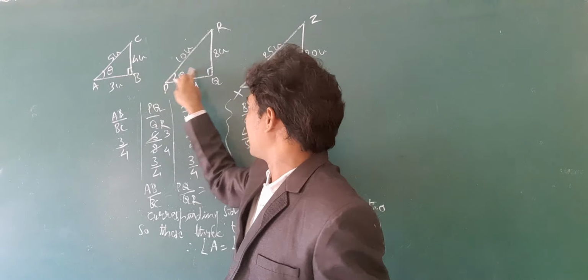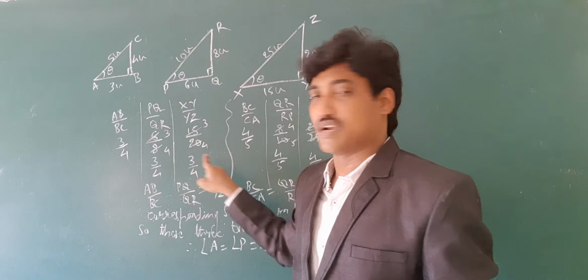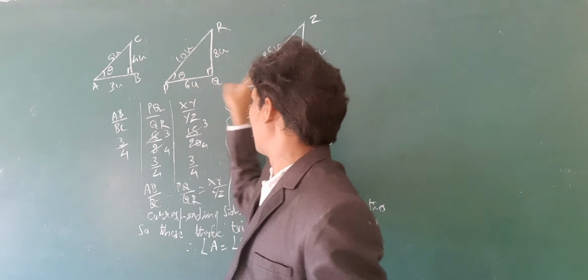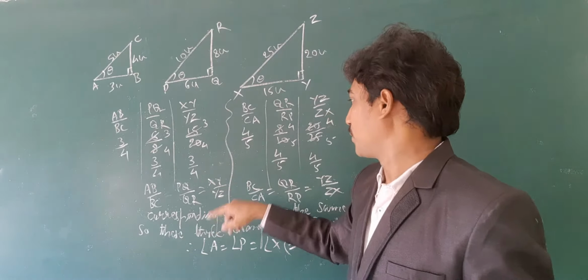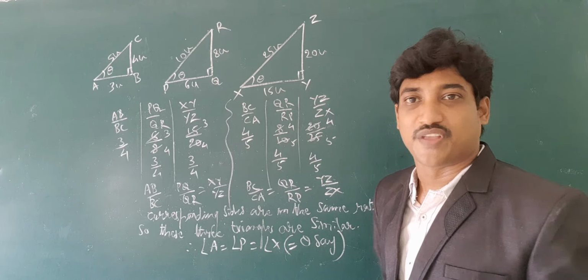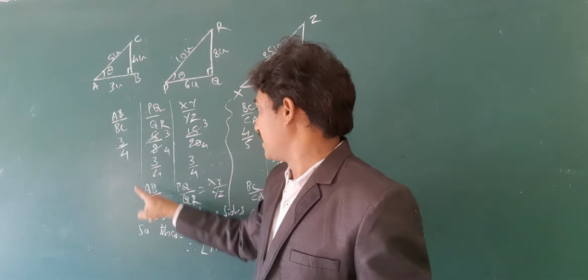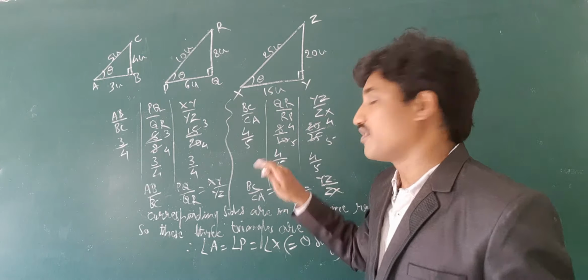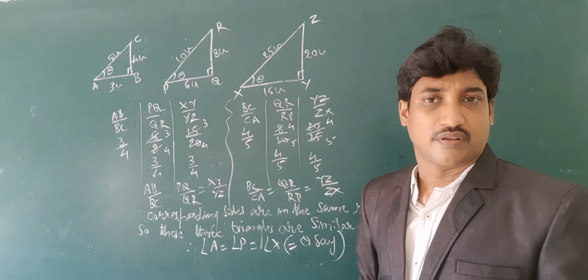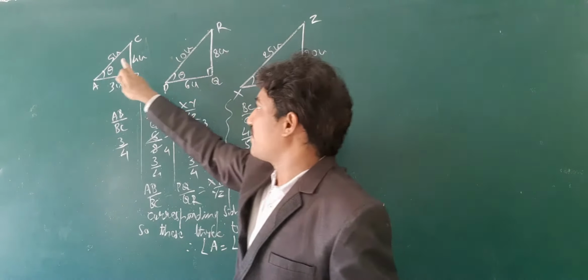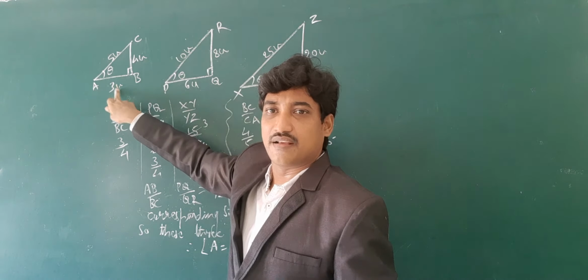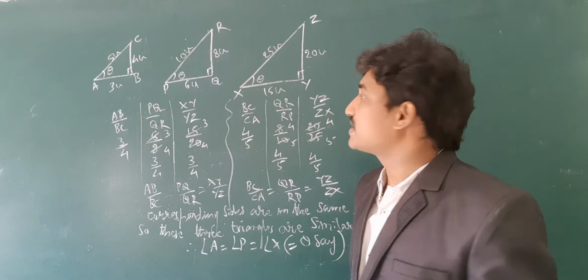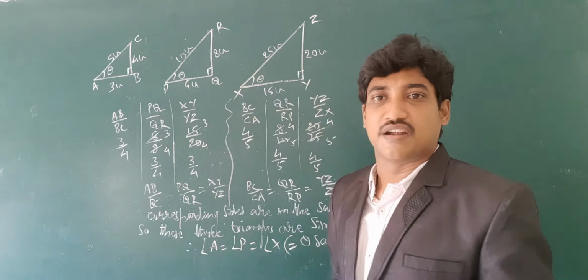If there is a change in theta, then this ratio value will change. This ratio value also will change. If there is a change in theta, then the ratio 3 by 4 gets changed, then 4 by 5 gets changed. So there is a relation between angles and sides in these triangles. This relation we can establish in trigonometry.